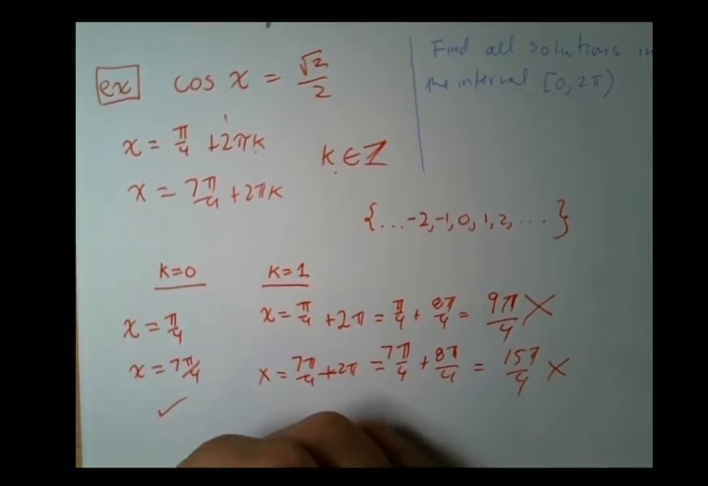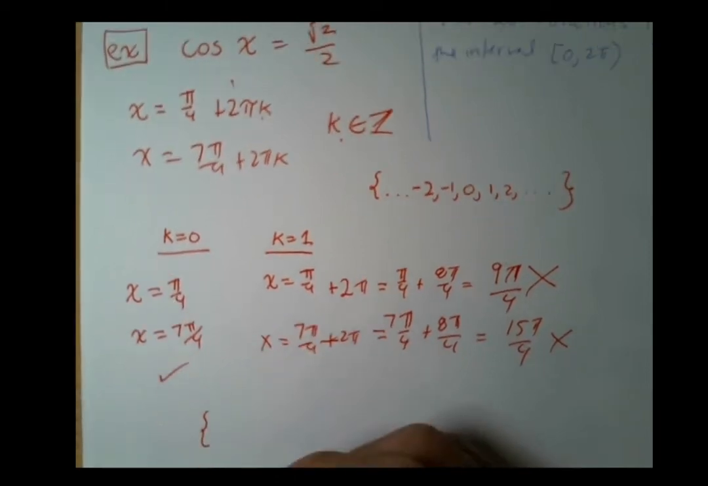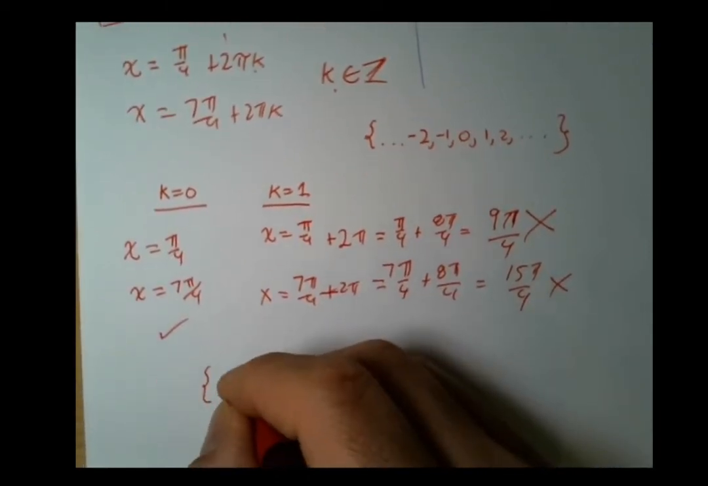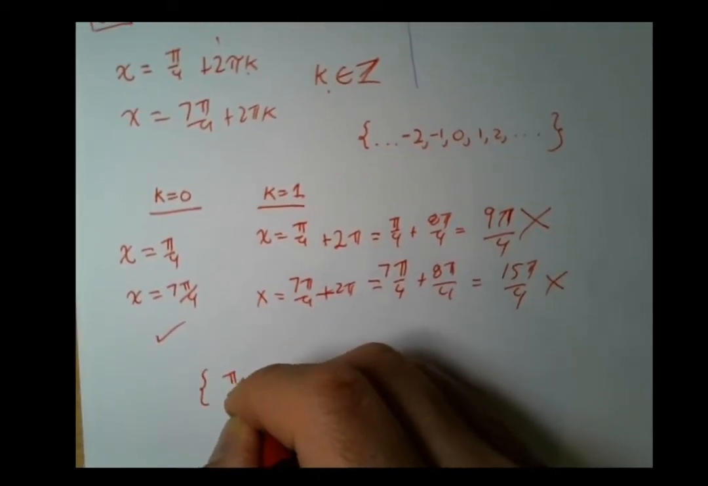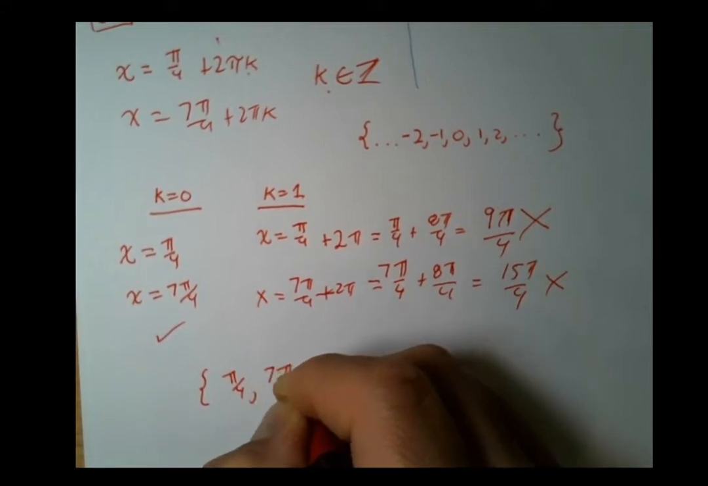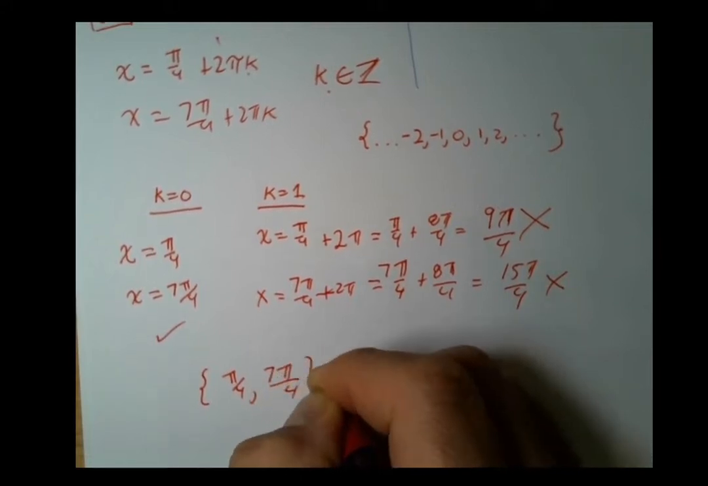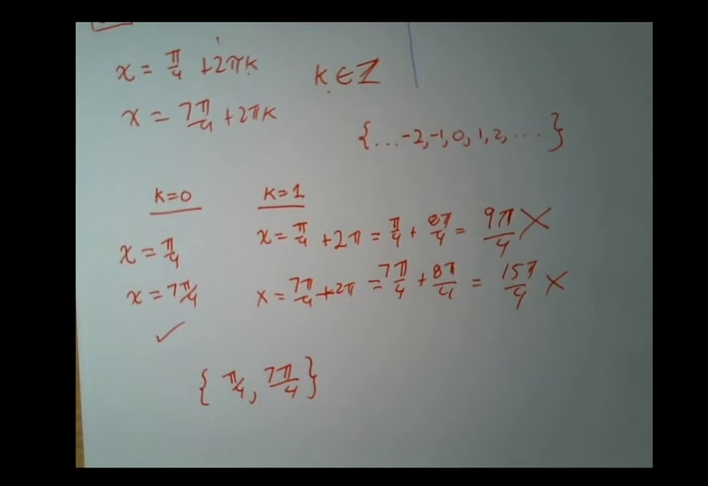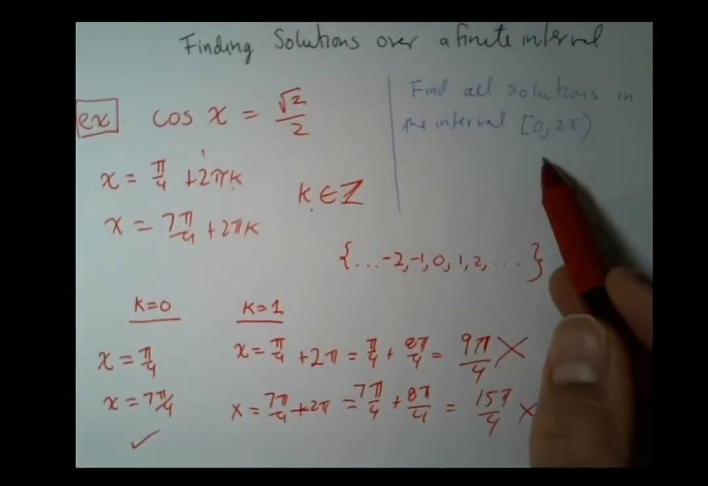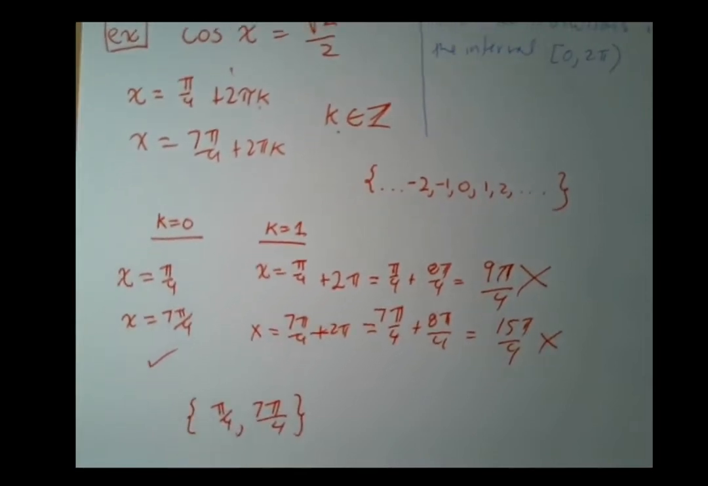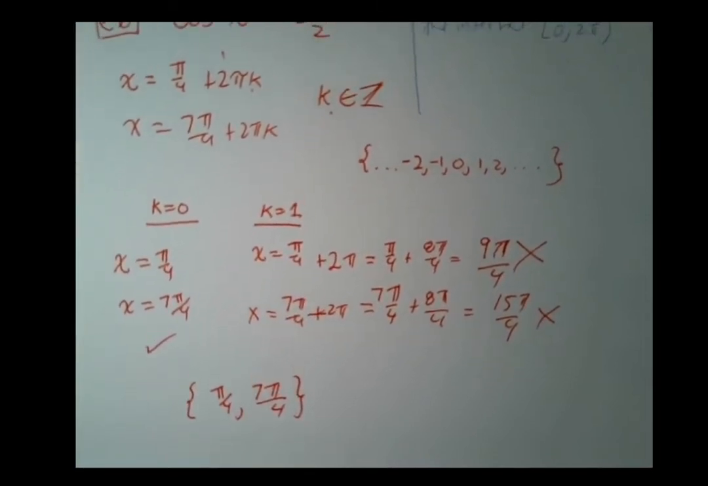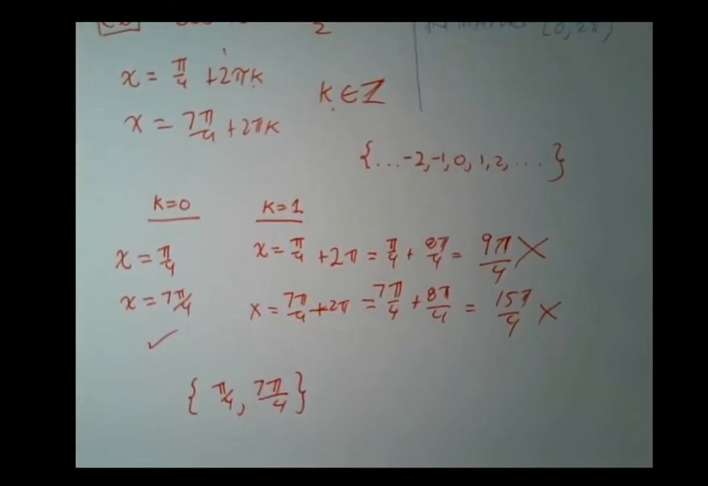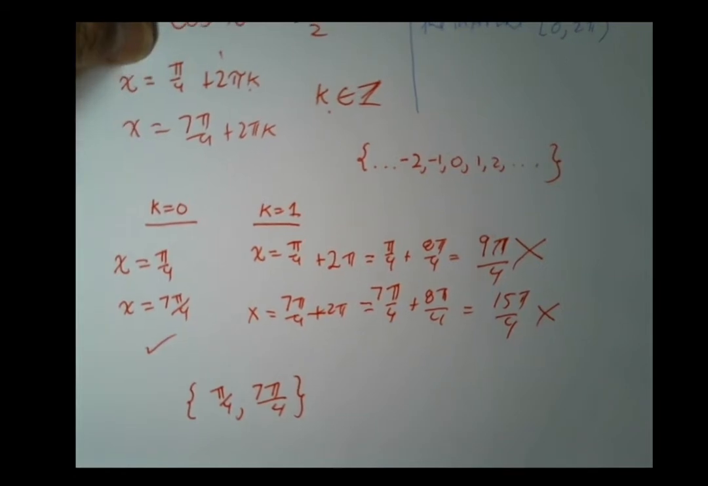So in terms of my solution set, the finite solution set is pi over 4 and 7 pi over 4. These are the only solutions that satisfy this interval for our domain. Okay, so let's try another example here.